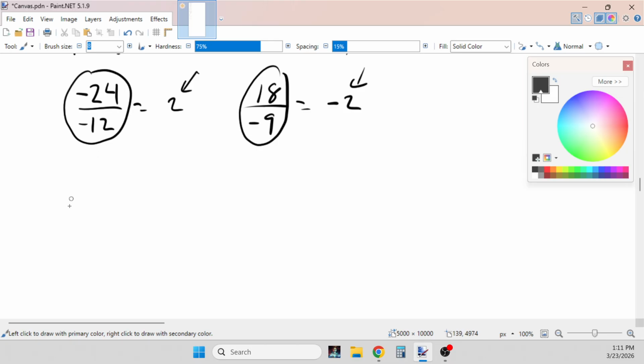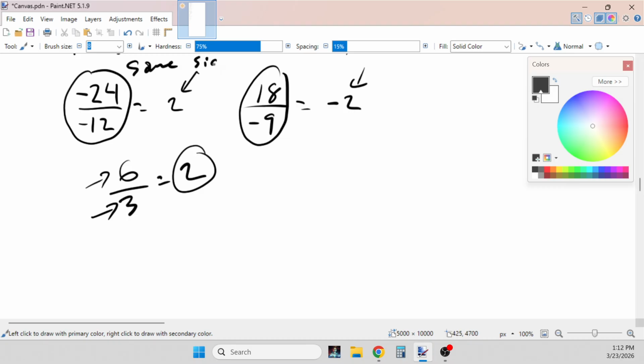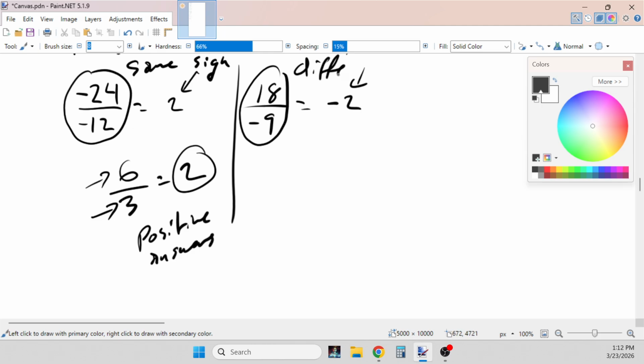This we should know how to do, positives and positives. Like 6 divided by 3 is 2. Positive, positive, those are the same. We get a positive. Same sign gives us positives. Different signs give us negatives.